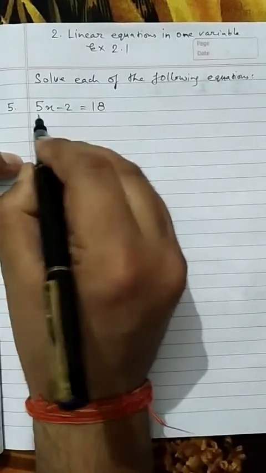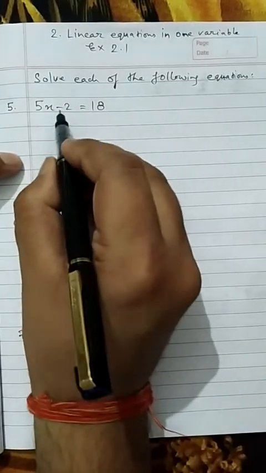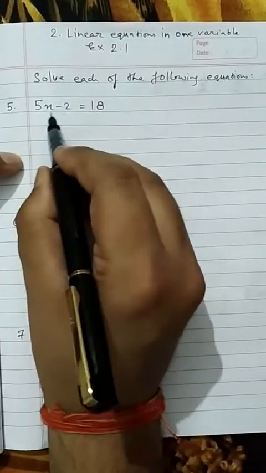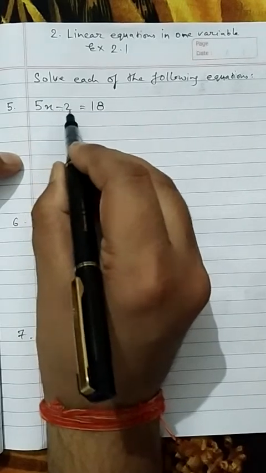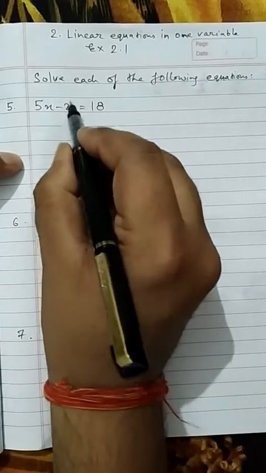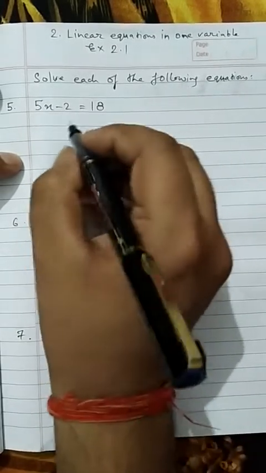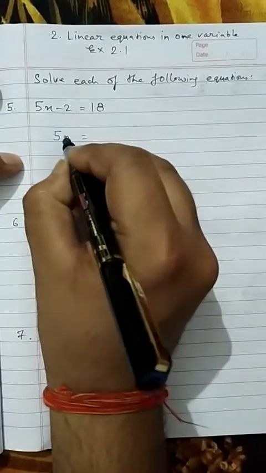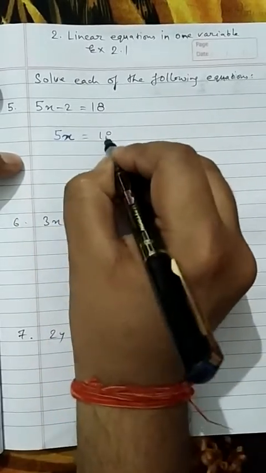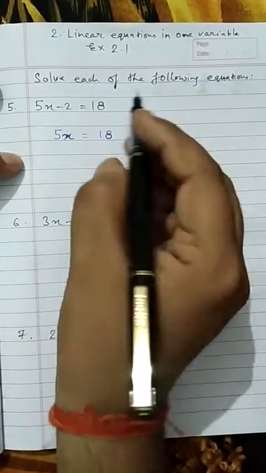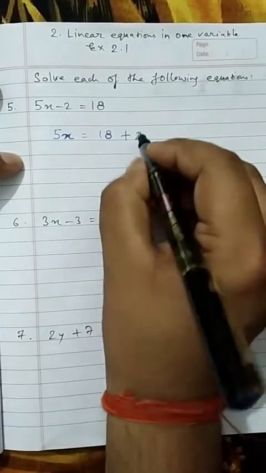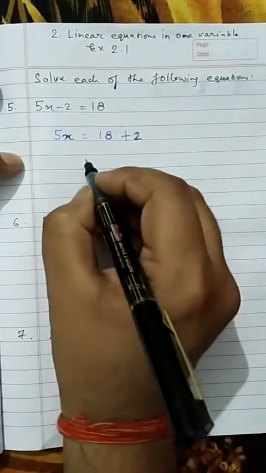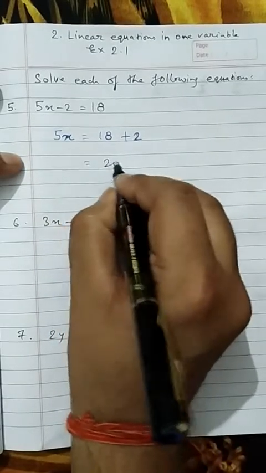This is 5x. 5x is a term, and minus 2, this is also a term. When this minus 2 changes its side, its sign also changes. This minus 2 when it goes to the right side, it becomes plus 2. 18 plus 2 gives you 20.